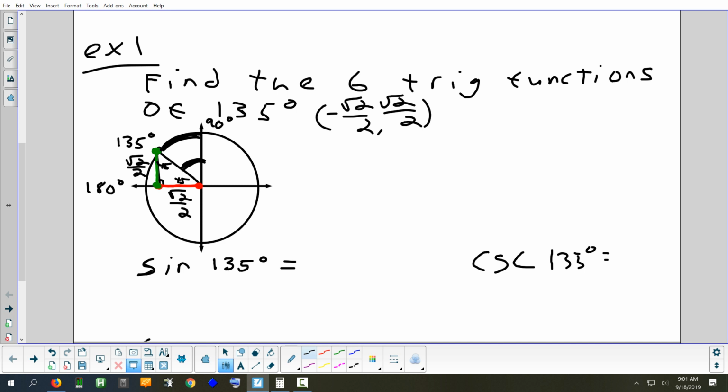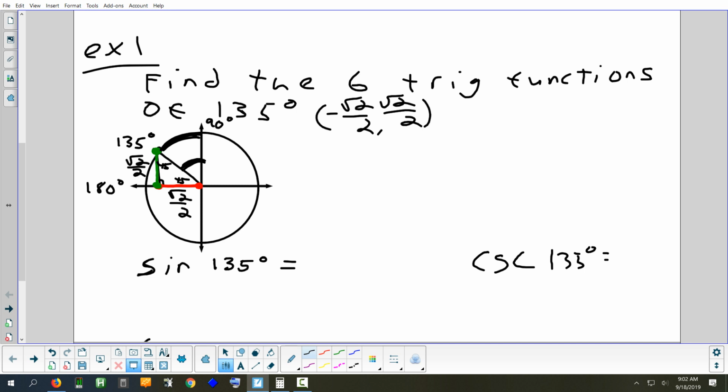If you weren't here yesterday and you're wondering where that square root of 2 even comes from, that's what we went through yesterday. We can do the Pythagorean theorem, and when you solve it, that's what it comes out to. Now that we've done it, we're not going to go through that again. So let's start with sine.